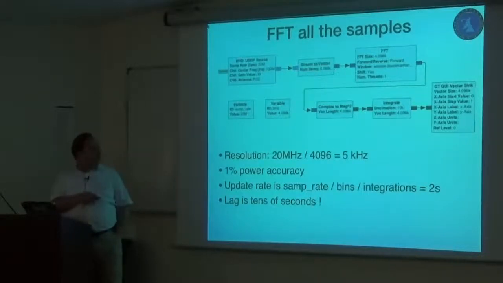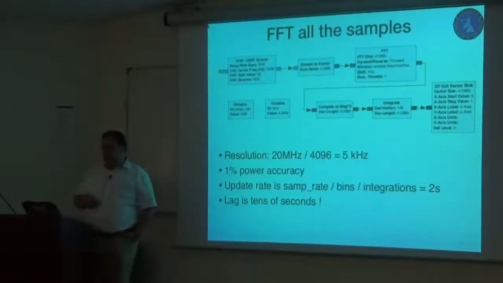Now the resolution in this case is, say, 20 megahertz divided by 4096, which gives me 5 kilohertz resolution. And because I'm actually integrating 10,000 of them, I have this 1% accuracy in the power estimate, which is nice. And because I'm doing these 10,000 integrations, this updates every 2 seconds.